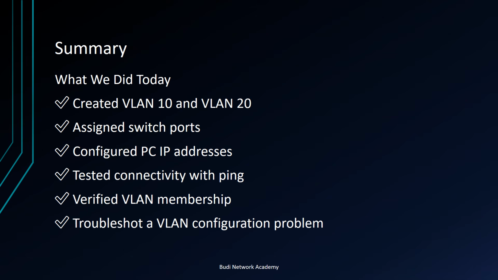Let's review what we did today. We created VLAN 10 and VLAN 20. We assigned switch ports to the appropriate VLANs. We configured IP addresses on our computers. We tested connectivity using ping. We verified our VLAN configuration using show vlan brief. And finally, we introduced a configuration problem and fixed it.